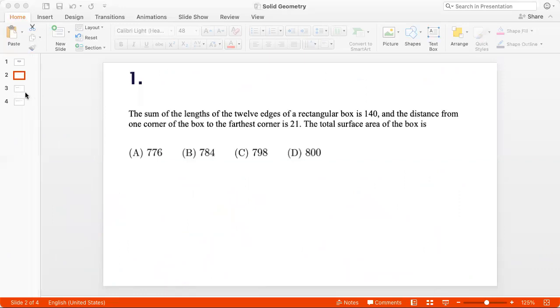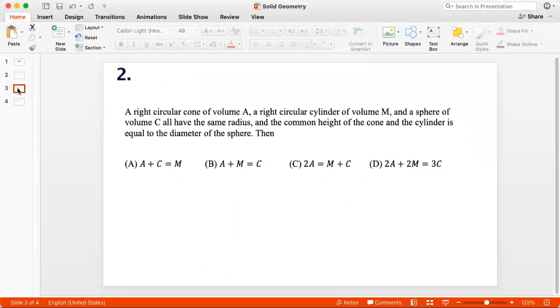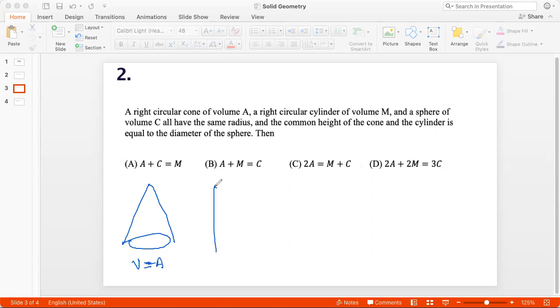Okay, let's go to the second question. A right circular cone of volume A. So let's draw a right circular cone. A right circular cone of volume A. So this volume is A. A right circular cylinder of volume M. This is a cylinder and its volume is M, and a sphere of volume C. This is a sphere of volume C, have the same radius.